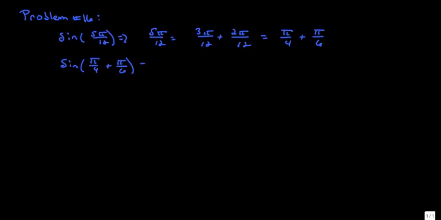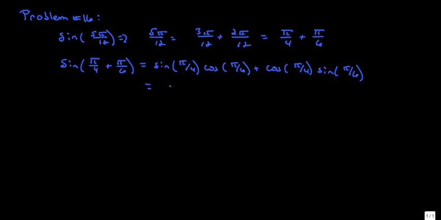plus pi over 6. Now if I use my sum and difference formulas, I have the sine of pi over 4 times the cosine of pi over 6, plus the cosine of pi over 4 times the sine of pi over 6. Sine of pi over 4 is square root of 2 over 2. Cosine of pi over 6 is square root of 3 over 2. Cosine of pi over 4 is square root of 2 over 2. The sine of pi over 6 is 1/2.